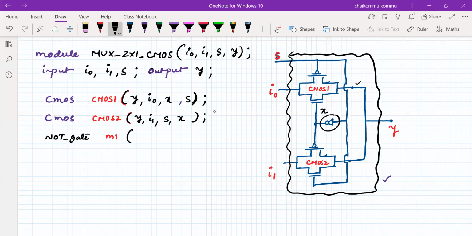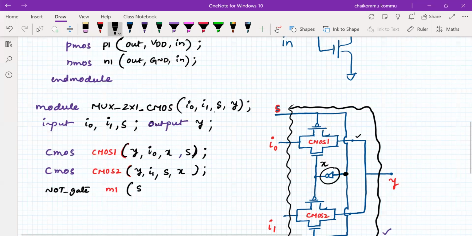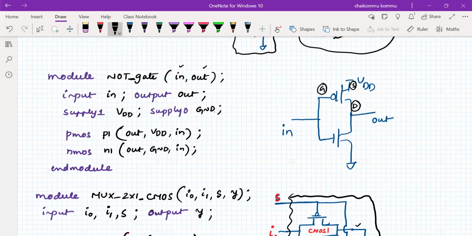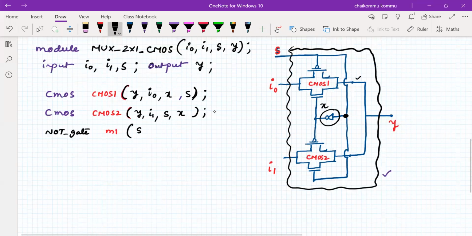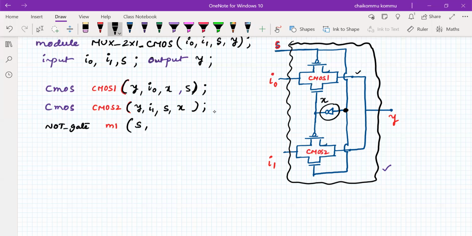It starts with input and output. What is the input for this gate? The input for this gate is S. What is the name that we have given first? Input we have given, output we have given. Fine. S is the input for this one. What is the output for this one? X. That's it. So this is a NOT module.